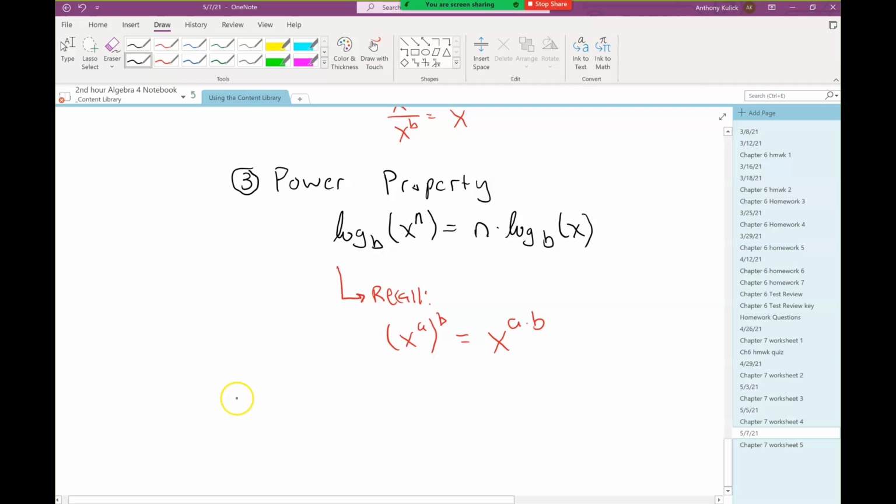And the last of these properties is called the change of base formula.